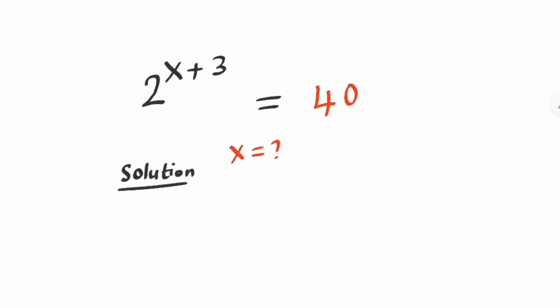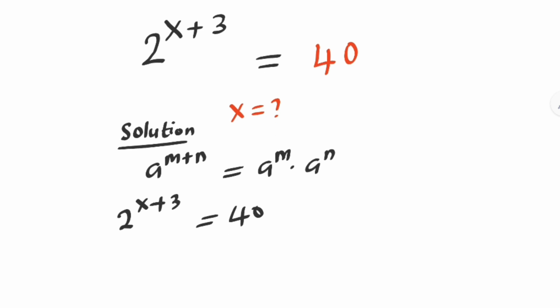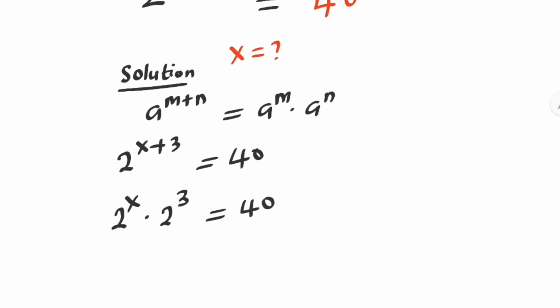Take note of this, that if you have a raised to power m plus n, this is equal to a raised to power m multiplied by a raised to power n. Then we have 2 raised to power x plus 3 is equal to 40. So this can be written as 2 raised to power x multiplied by 2 raised to power 3 is equal to 40. Let us divide the whole of this equation by 2 raised to power 3.